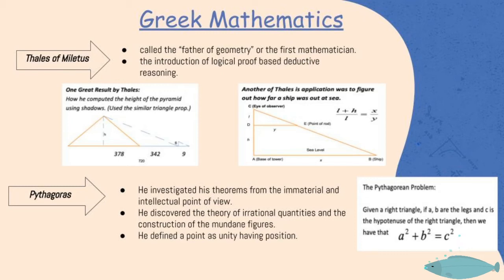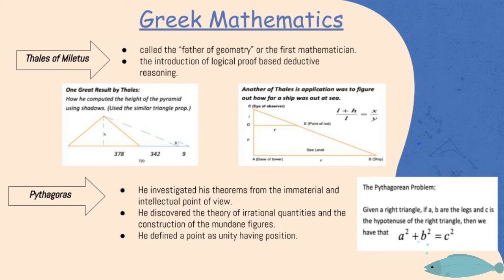Hi, I am Go Siang Ki. I am going to present Greek mathematics. Greek mathematics can be divided into 2 parts. First of all is Thales. So what do we know about Thales? Thales can be called the father of geometry. He is the first mathematician.